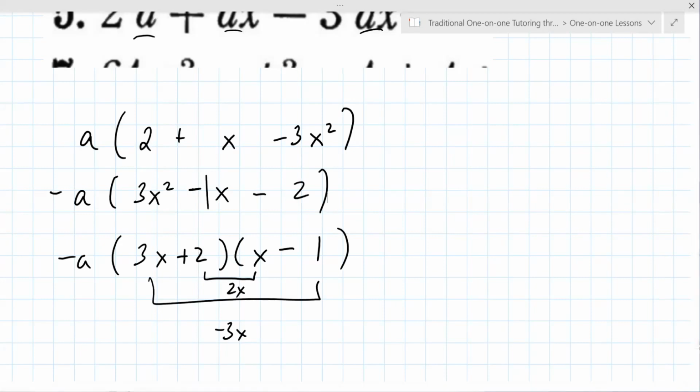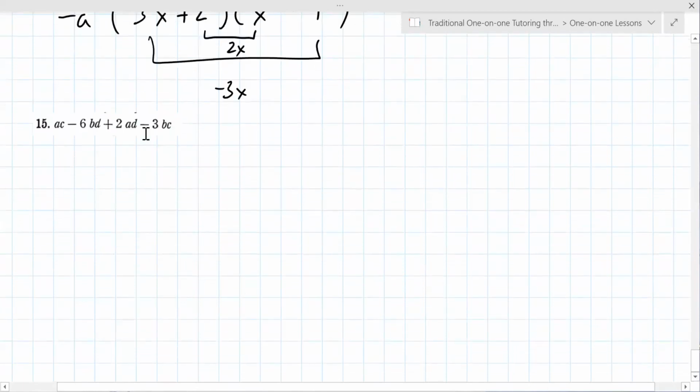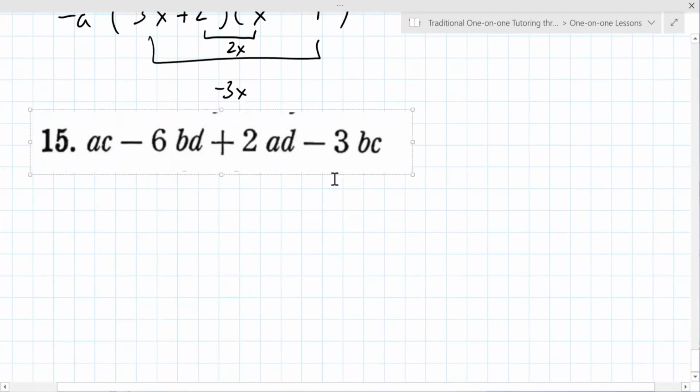On to number 15. That'll be the last part of the factoring. Okay. All right. So again, how do we want to do this? Whenever you see 4 terms, you generally want to do some grouping. The problem with these is it's in a bad order, so we're going to reorder it.